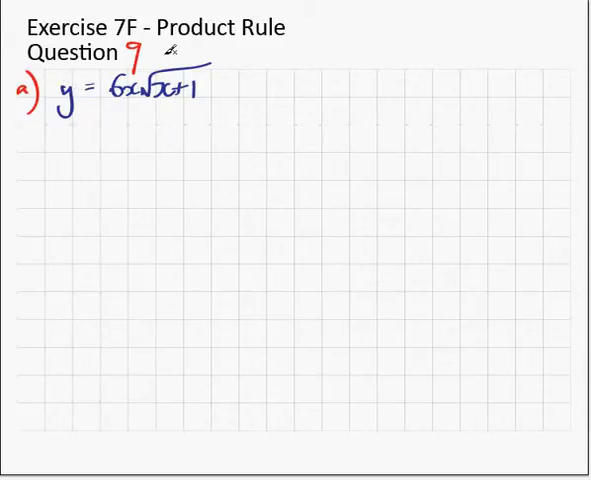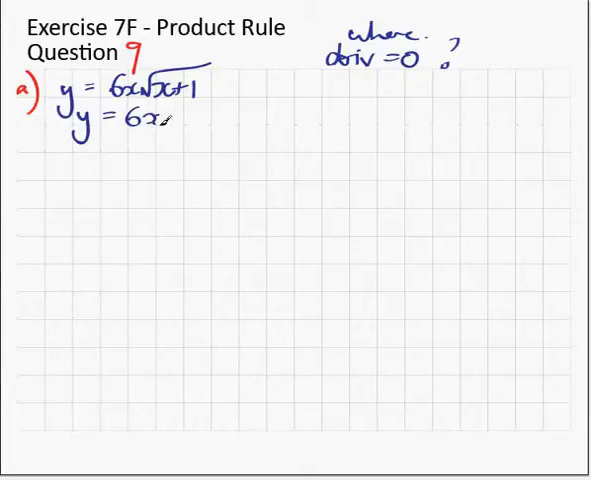Question 9 asks us to differentiate and find where the derivative equals 0. So find the derivative first. I need to turn it into indices, so I'm going to rewrite the question and change the square root of x plus 1 to x plus 1 to the half.